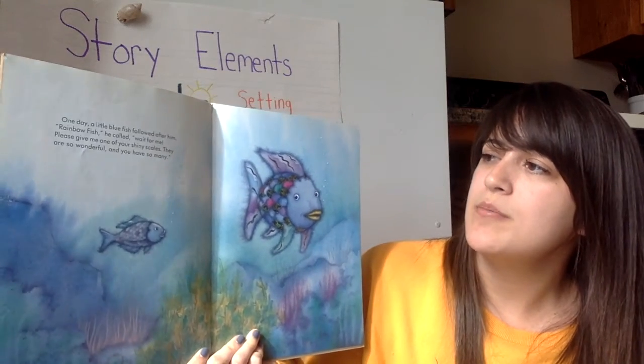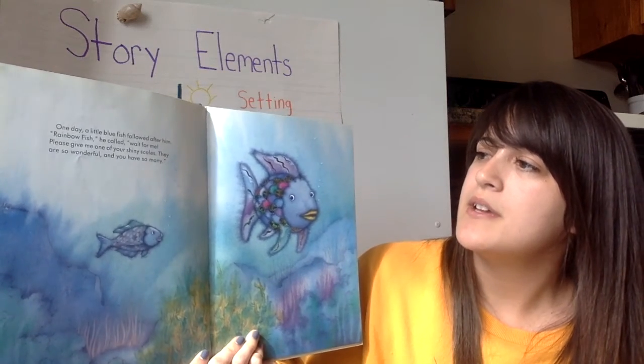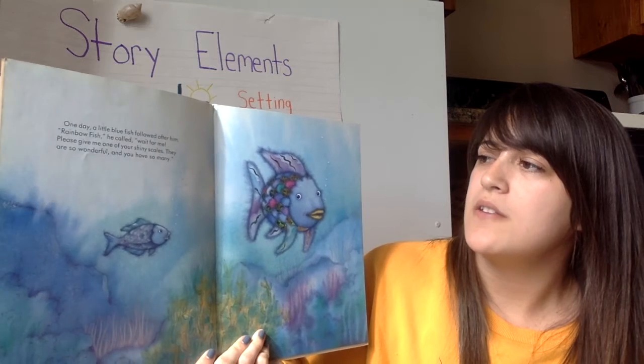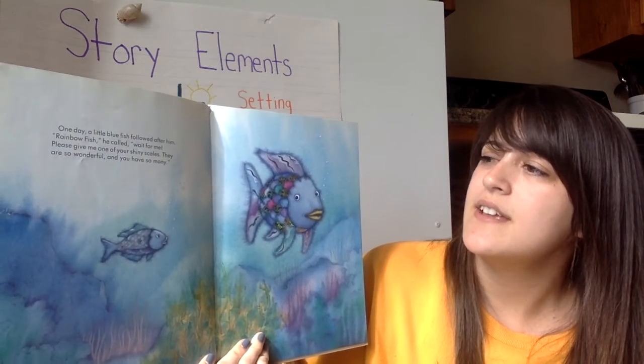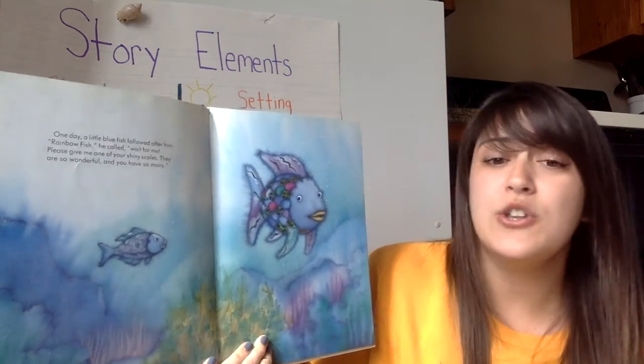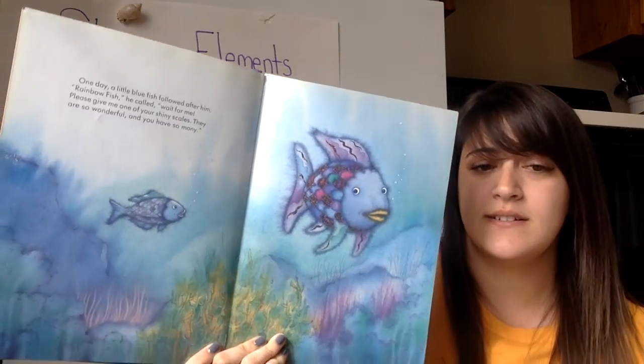One day, a little blue fish followed after him. "Rainbow Fish," he called, "wait for me. Please give me one of your shiny scales. They are so wonderful, and you have so many."